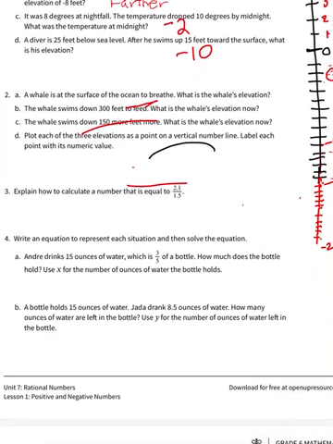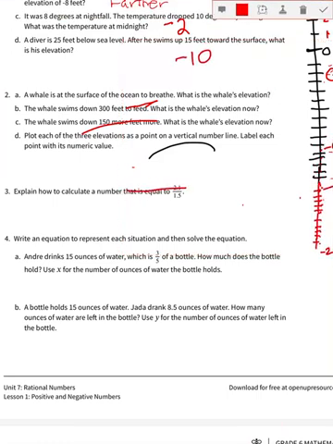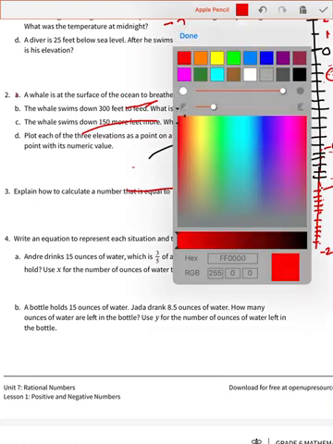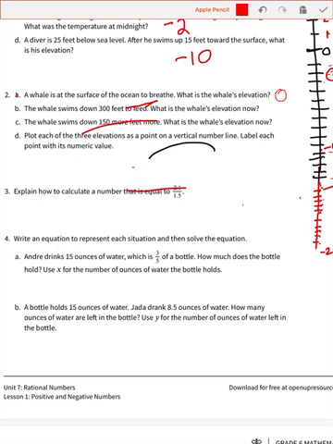Okay, so in the next section, a whale is at the surface of the ocean to breathe. What is the whale's elevation? So sea level is 0. Getting used to this pencil. The whale swims down 300 feet to feed. What is the whale's elevation now? It would be negative 300. The whale swims down 150 feet more, so we're adding that to 300, but it's a negative, so negative 450.